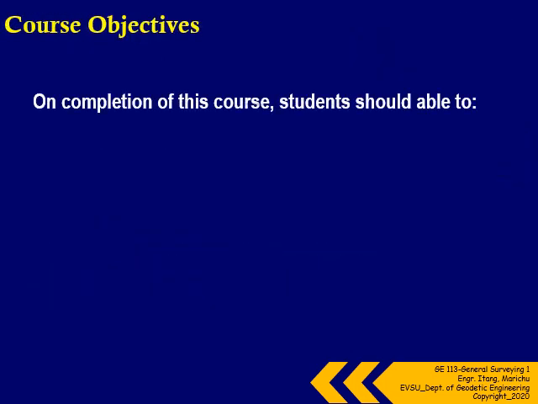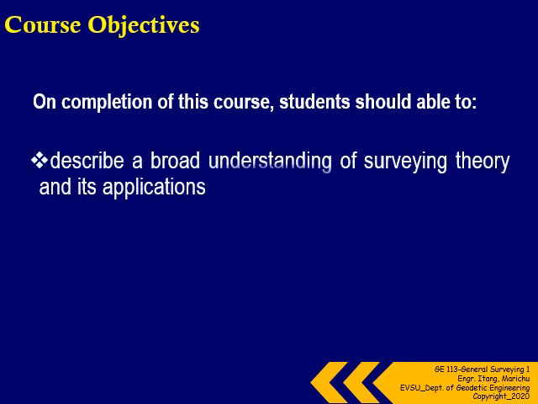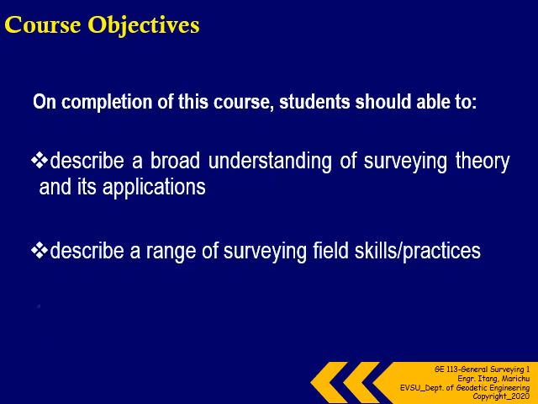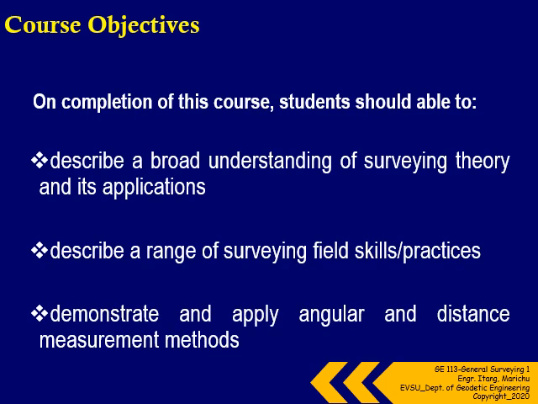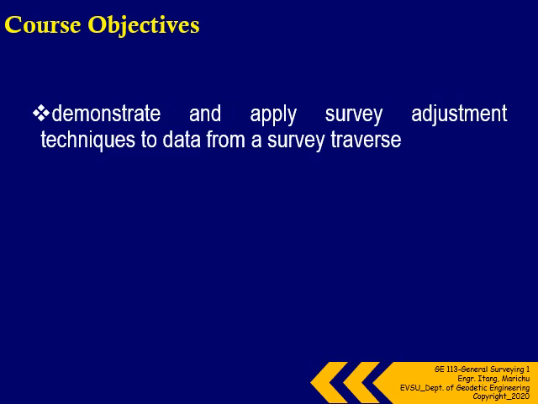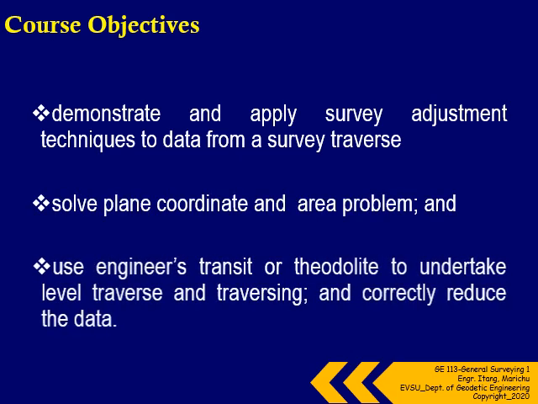The objectives of this course: at the end of this subject, the student should be able to, number one, describe the broad understanding of surveying theory and its application. Describe a range of surveying field skills and practices. Demonstrate and apply angular and distance measurement methods. Also, demonstrate and apply survey adjustment techniques to data from a survey traverse. Solve plane, coordinate, and area problems. Use the engineer's transit or theodolite to undertake level traverse and traversing.